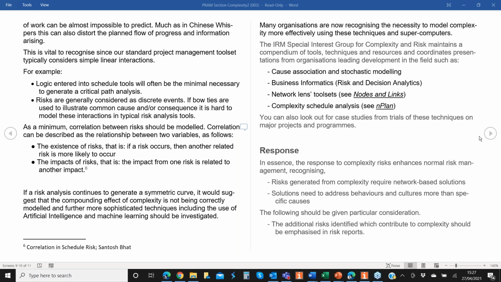Okay. And then the final section, which I wonder whether we should extend as well, but this was about response.